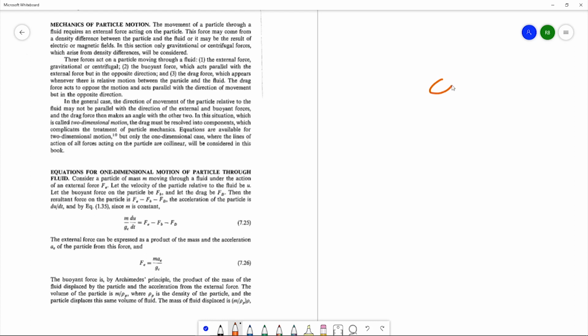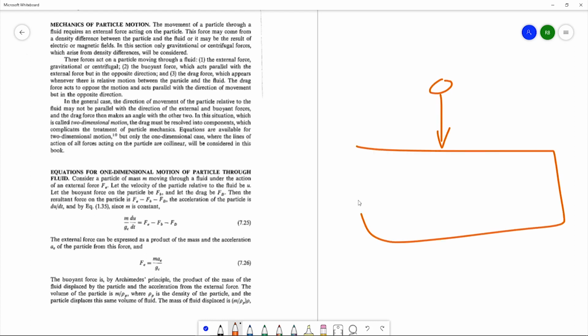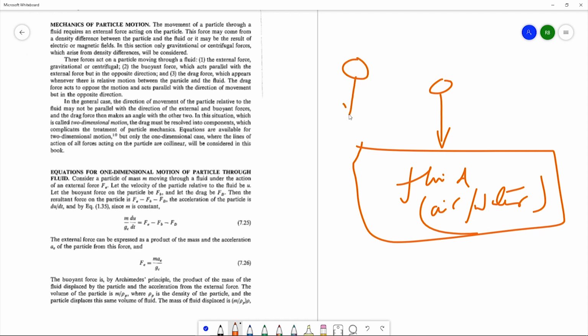If the particle is moving through a fluid, let's say we have a fluid. This fluid can be anything. It can be air or water or any other liquid. If the particle is moving through the fluid, then what will happen? There will be some drag force, right, as we discussed earlier. So this particle will experience some drag. The particle is now inside the fluid and moving, so it will experience a drag force in the opposite direction.